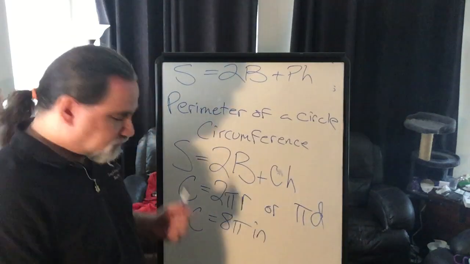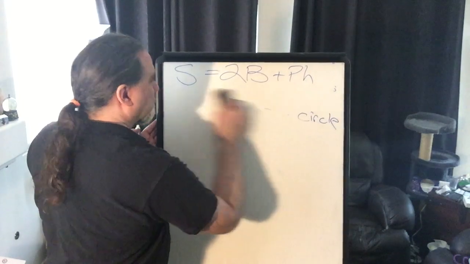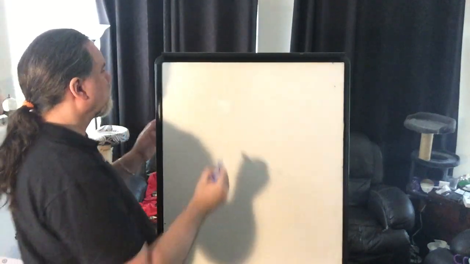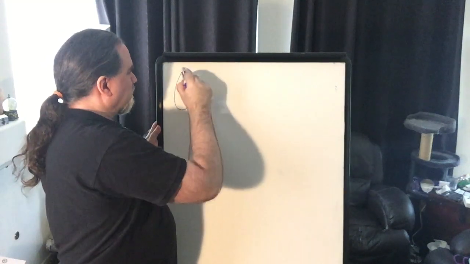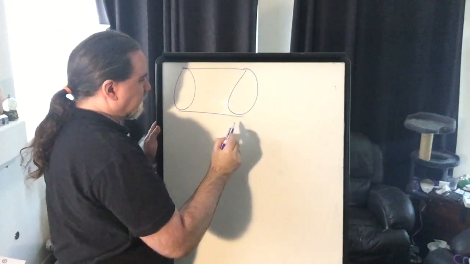So let's do one. Let's find the surface area of a cylinder. So first we're going to draw it. So there's my cylinder.